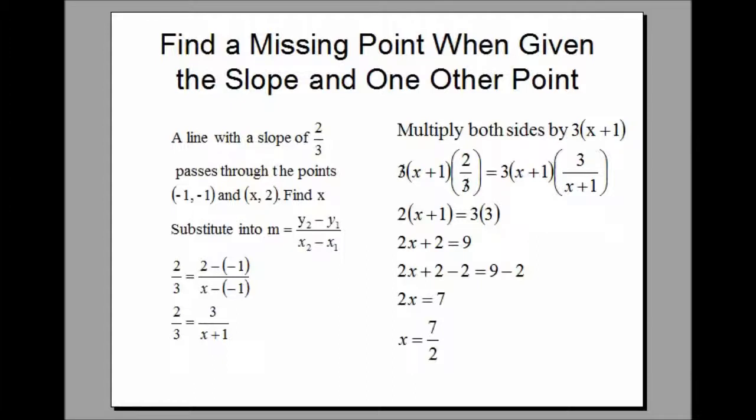The algebra here is a little more complicated because we're multiplying both sides by 3 times (x plus 1). On the left, the 3's cancel and we're left with (x plus 1) times 2. On the right, the (x plus 1)'s cancel and we're left with 3 times 3. Distributing gives us 2x plus 2 equals 9. Subtracting 2 from both sides gives us 2x equals 7. Divide by 2 to isolate x, which gives x equals 7/2.